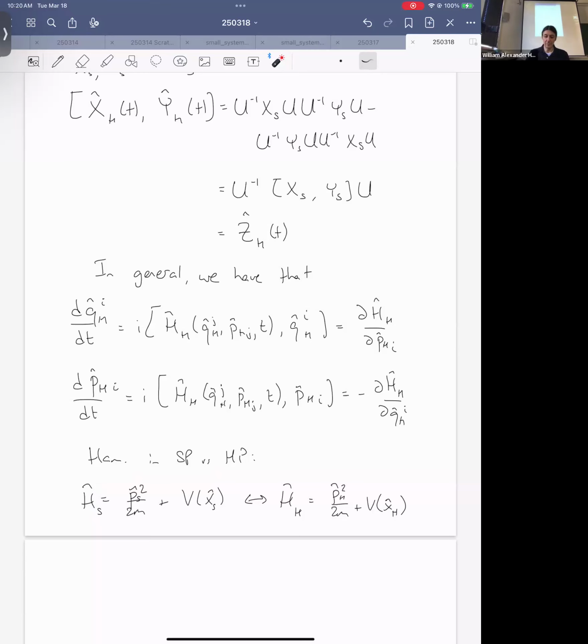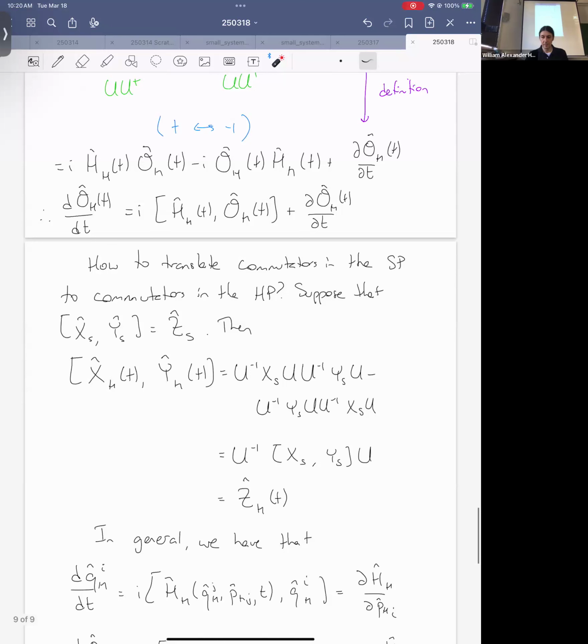But if I had, for example, something more complicated, like some external force acting on my system that depends on time, then there'll be some explicit time dependence that will influence the total time derivative of the Hamiltonian.